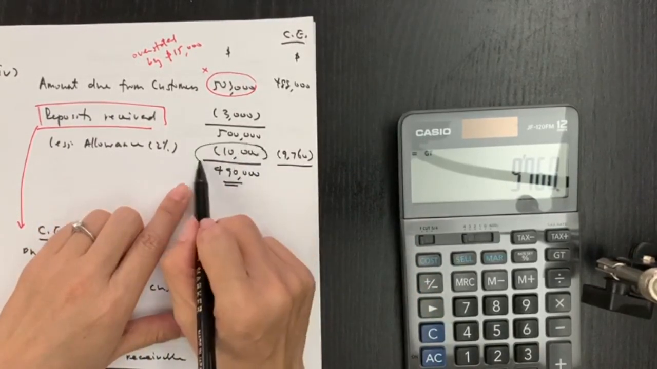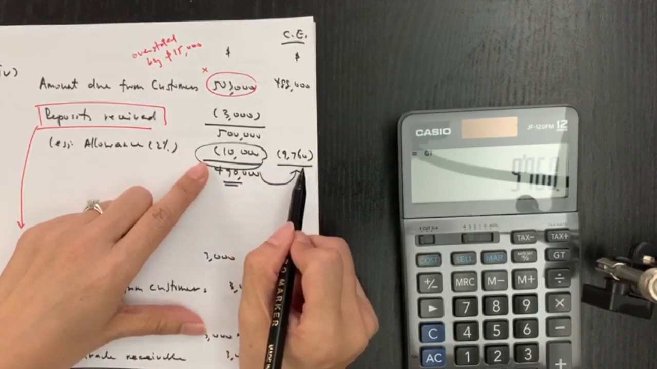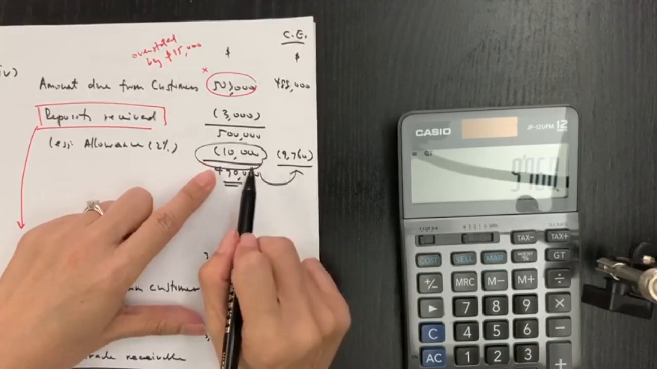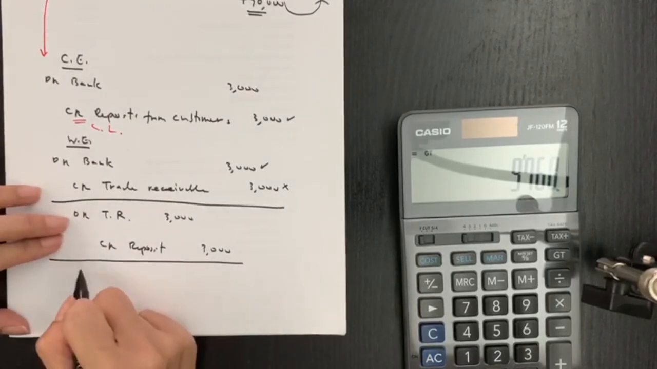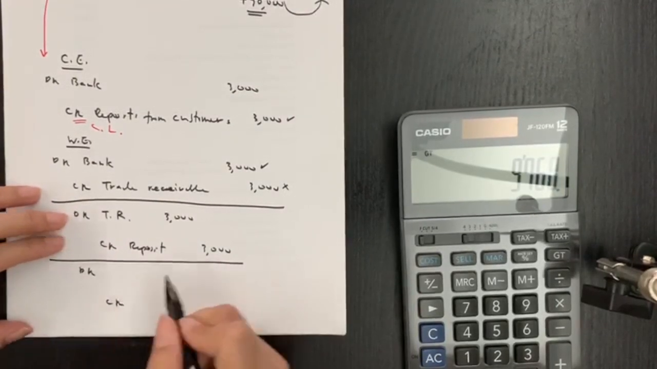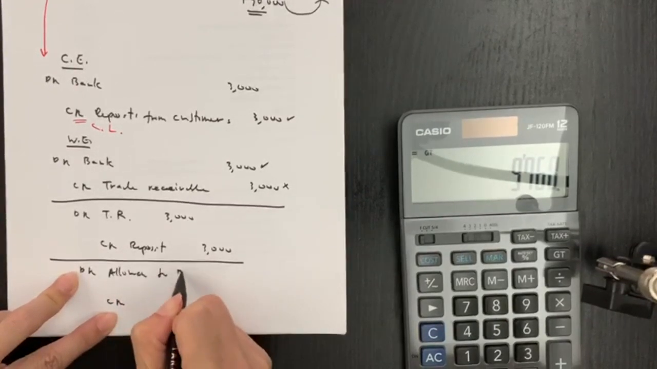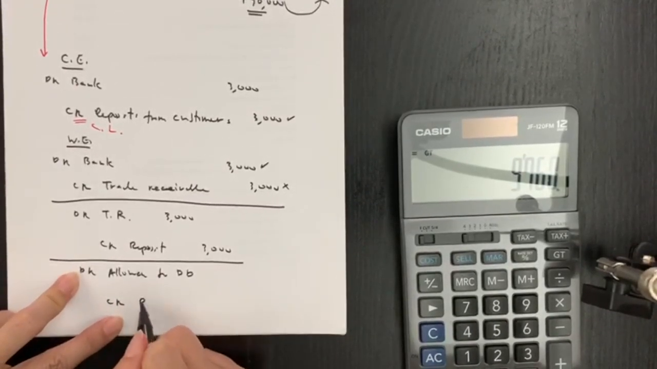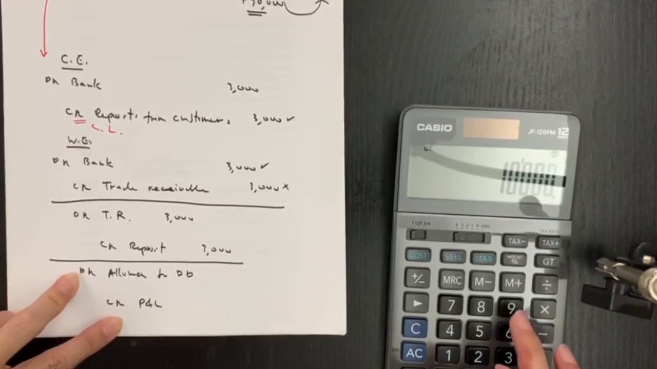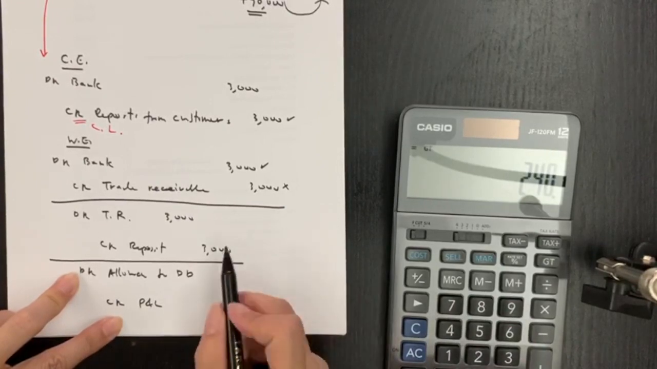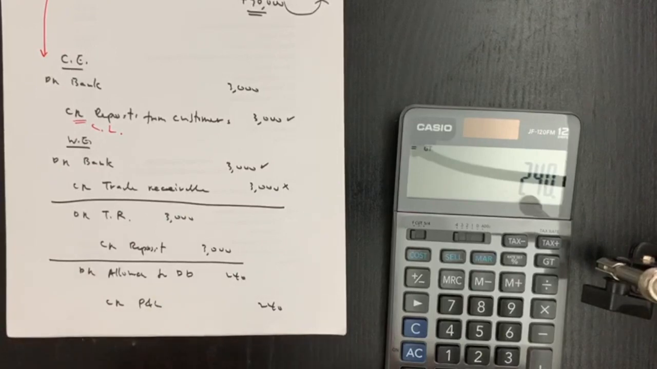Which is 10,000. So for this to change 10,000 to 9,760, we need another double entry to decrease allowance for doubtful debts. So we debit allowance for doubtful debts, and then we credit profit and loss for the change. That would be 10,000 minus 9,760, so 240. So this is only the rough work and the analysis.